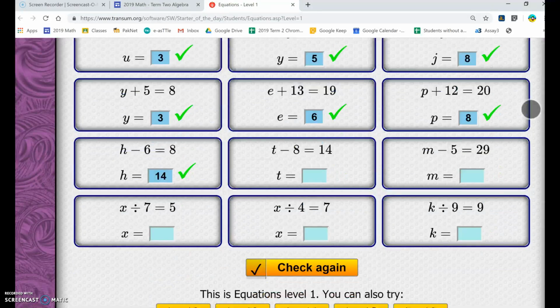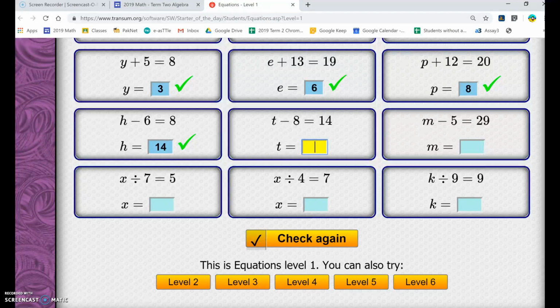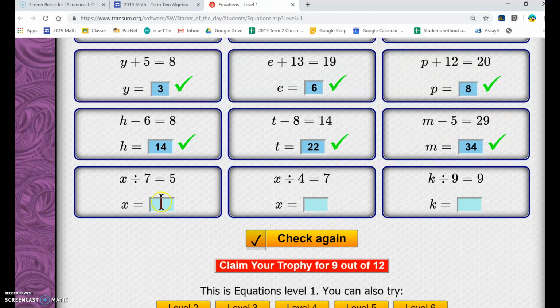So let's see how I'm going. No silly mistakes. So here we've got minus 8 on this side. To get rid of it, we add 8 to both sides, so they're still equal. So here 14 plus 8, and that's going to be 12. Oh, plus 8, 22. Yes. And then here, that's minus 5, so I've got to add 5, so that's going to be 34. You can check as you go.